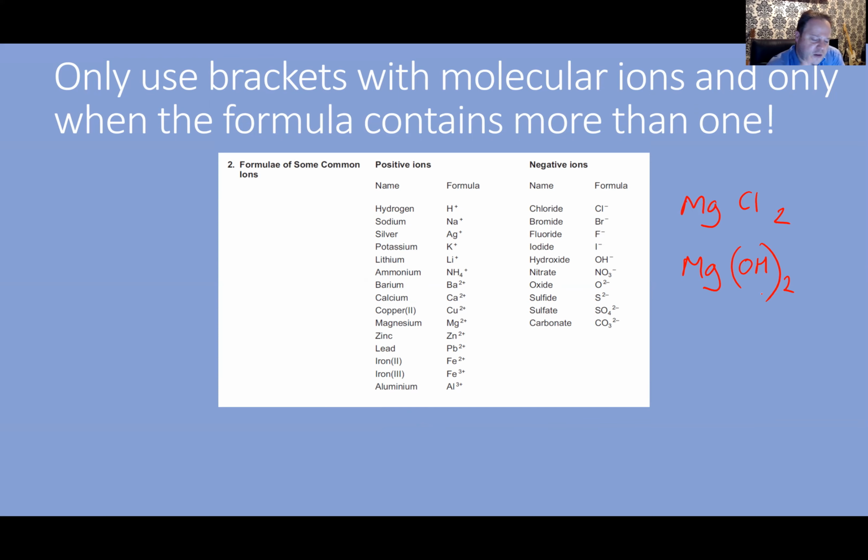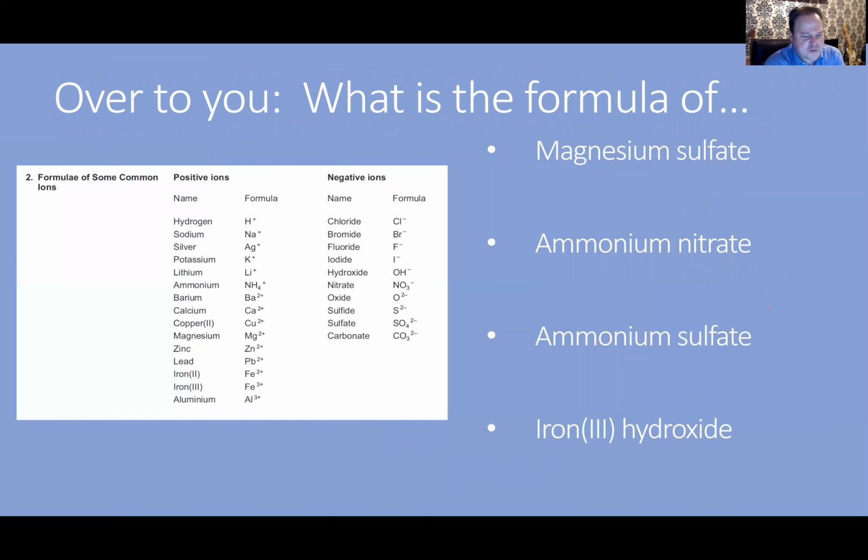So you only use the brackets with molecular ions and only when the formula contains more than 1. Remember the example sodium hydroxide from the beginning. 1 sodium ion, 1 hydroxide ion. Don't put the hydroxide in brackets because there's only 1 of them. Okay, I think I've made my point. All right then, time for you to have a go.